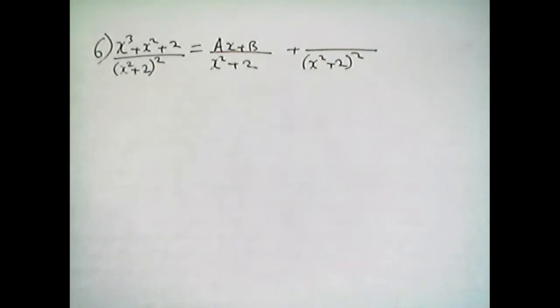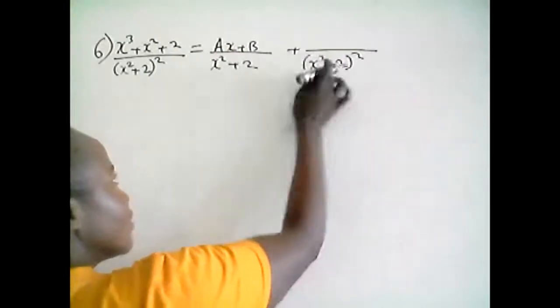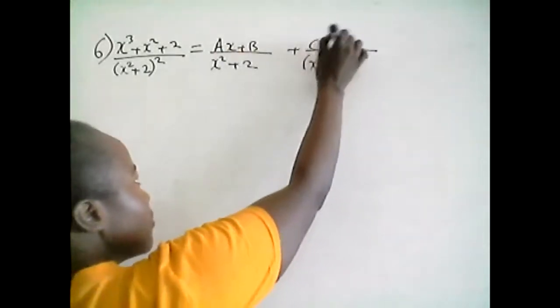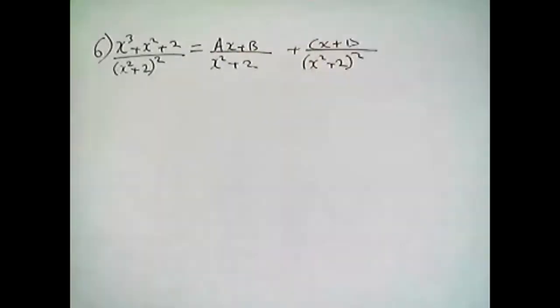Okay, there are no questions here. cx plus d. Correct. Since these are quadratic, it will be cx plus d like that. So we are done with that question.